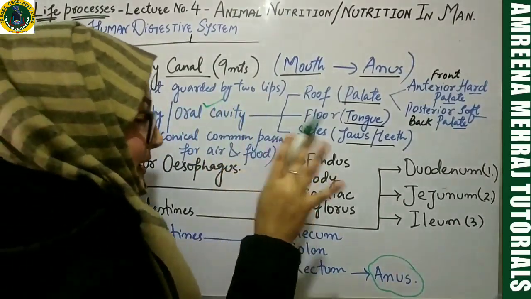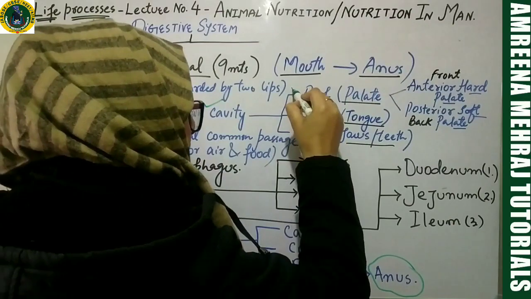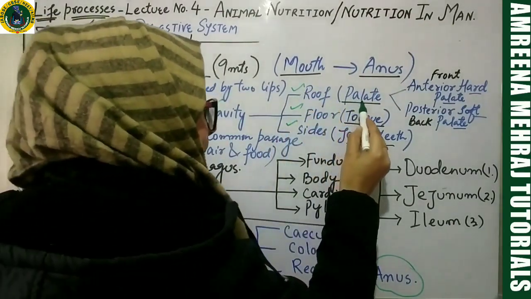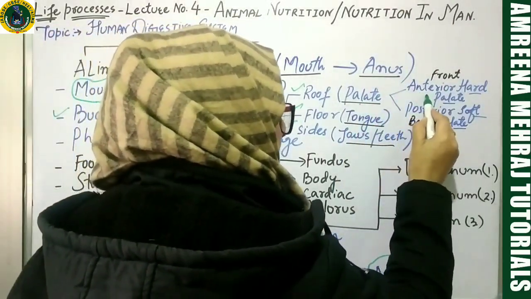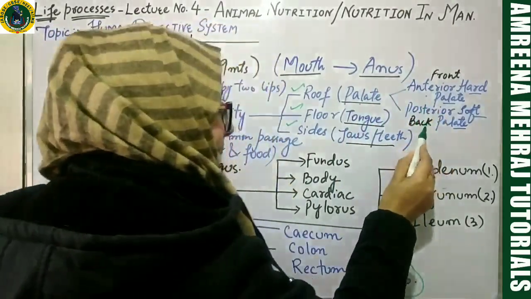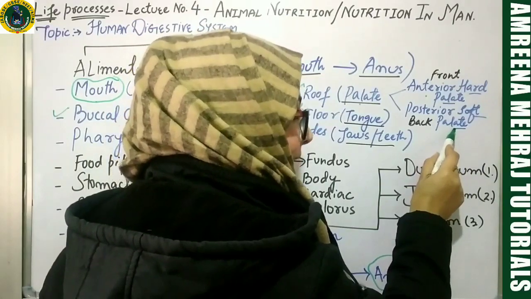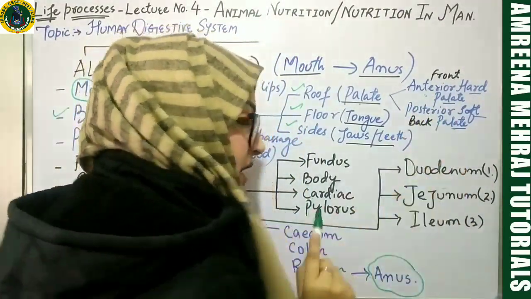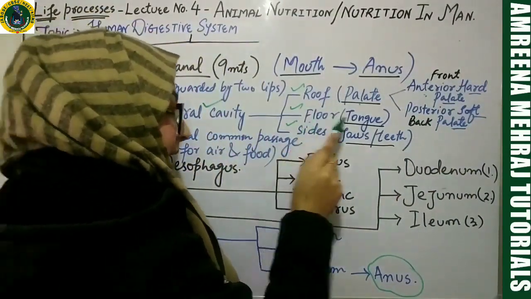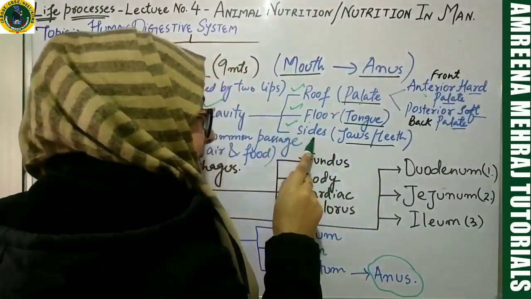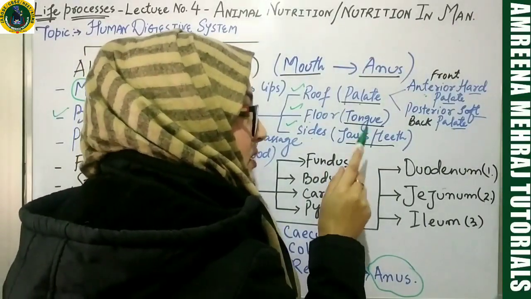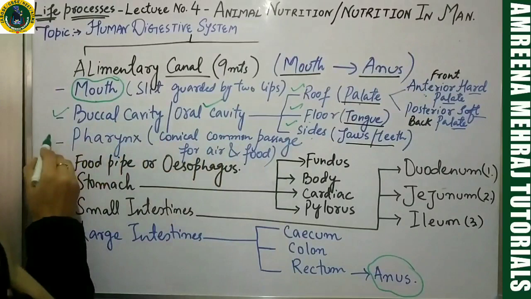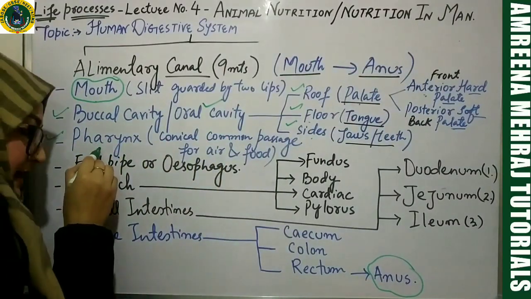Oral cavity, for this class, we can say has three parts: the roof, the floor and the lateral parts, the side parts. The roof is called the palate. The front part is hard, you call it the hard palate. The back part is soft, you call it the soft palate, or you can specifically call it anterior hard palate, posterior soft palate. The floor has the tongue attached to it. The sides have the jaws, which have the sockets in which teeth are embedded in man. That will be followed by a cavity which is called the pharynx.